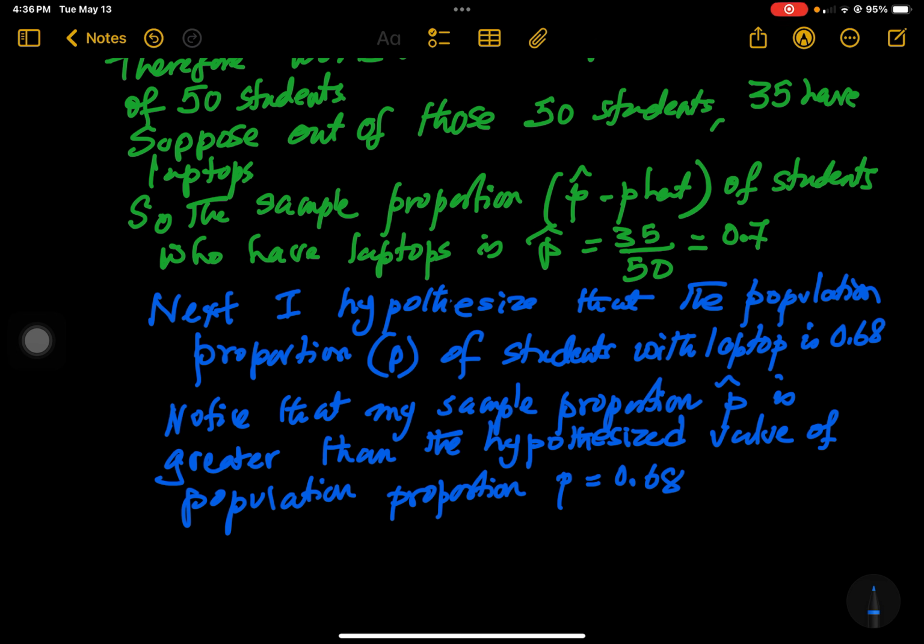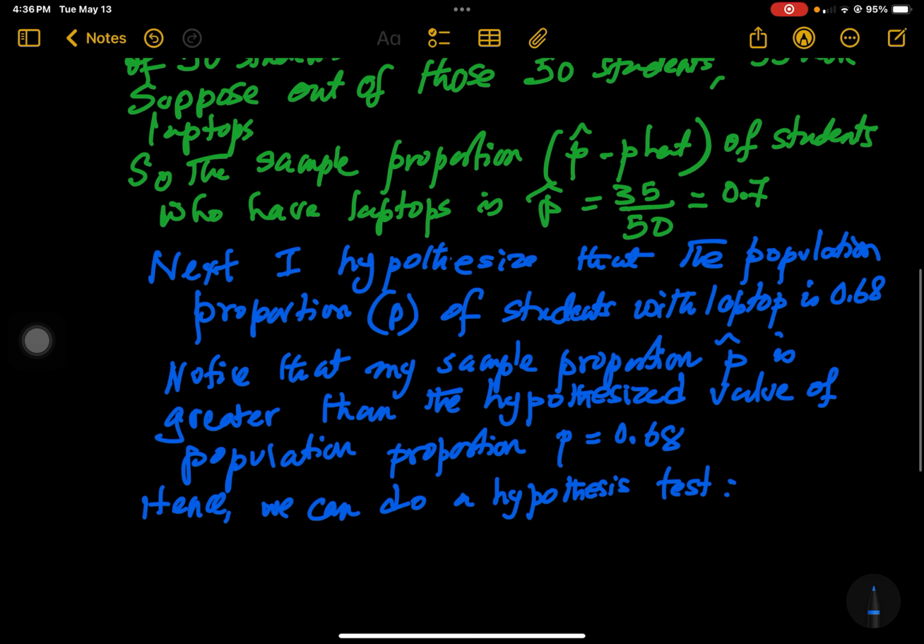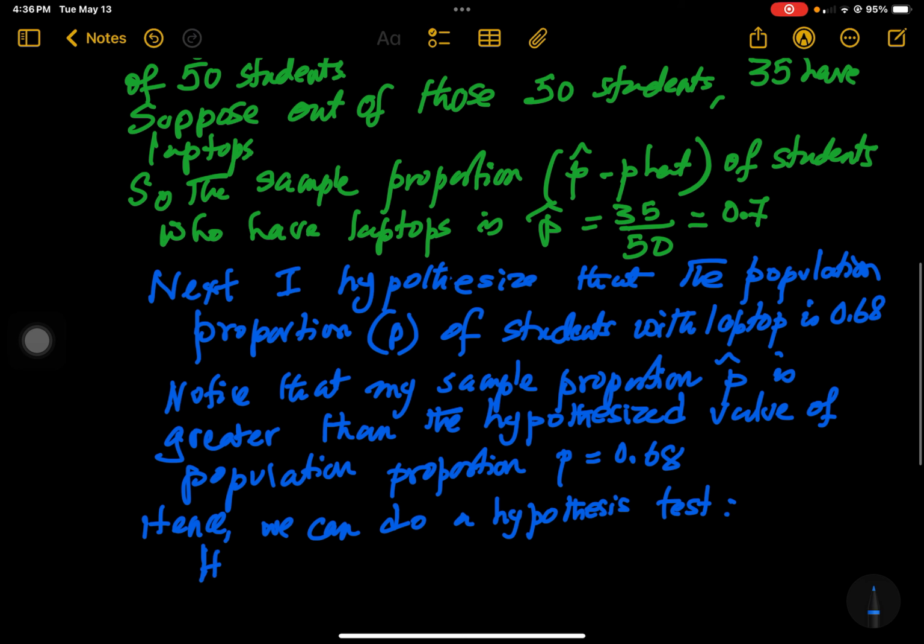So hence we can do a hypothesis test like this, where H0 is your null hypothesis: P is equal to 0.68.